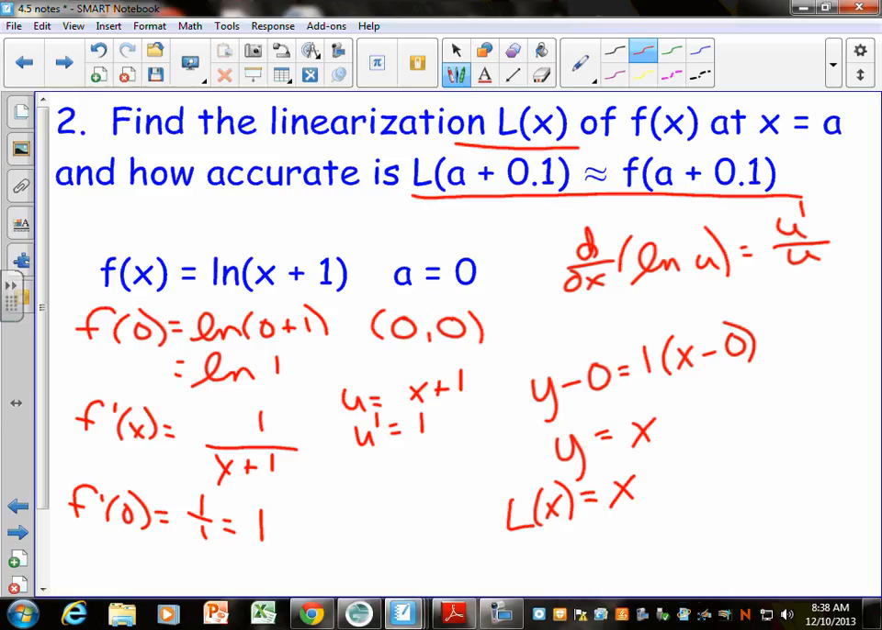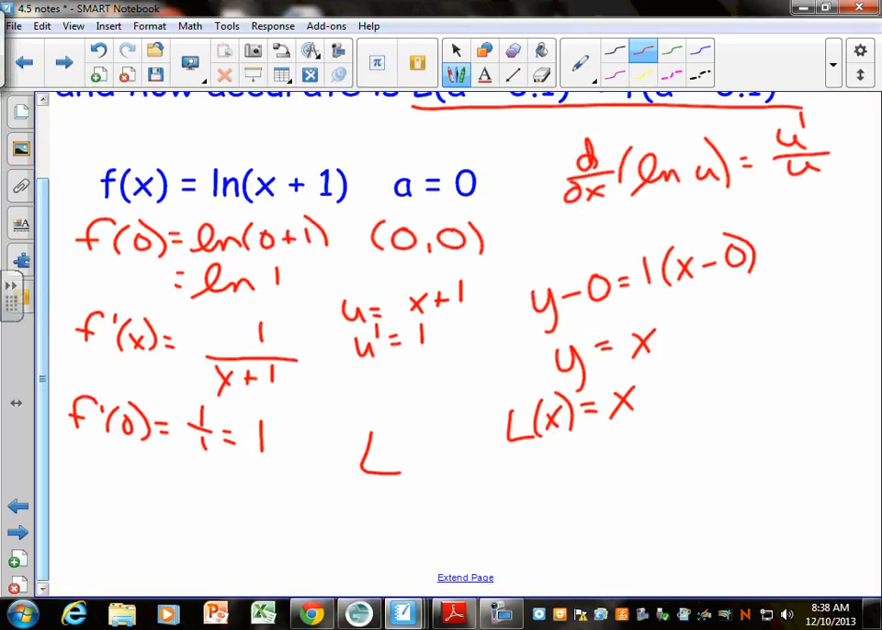So when it says do L of A plus 0.1, the reason they write the directions like that is because A is different in every problem. In this problem, our A was 0. So we just want to estimate 0 plus 0.1, or that would just be 0.1. Follow me on that? If A was 7, we would do 7 plus 0.1. If A was 2, we'd do 2 plus 0.1. And I'm just going to plug that into my linearization. And since it's just x, do you agree I just get 0.1 back out of that?